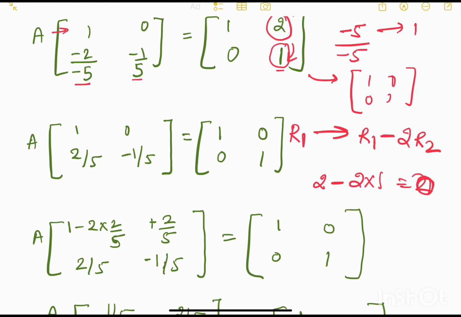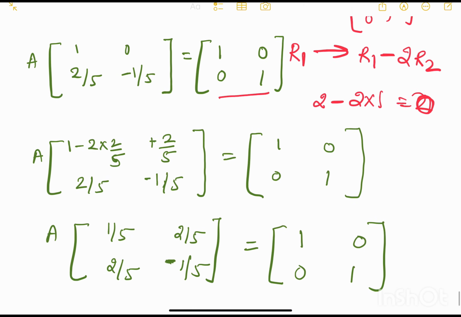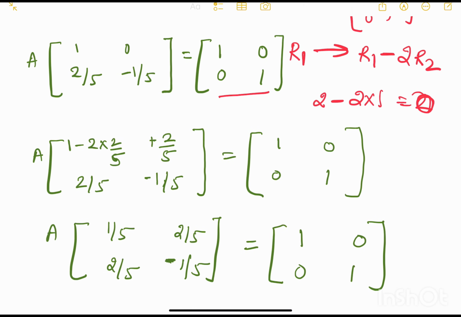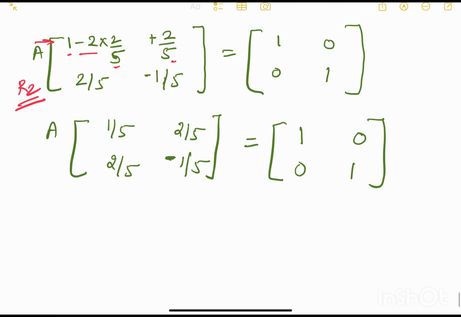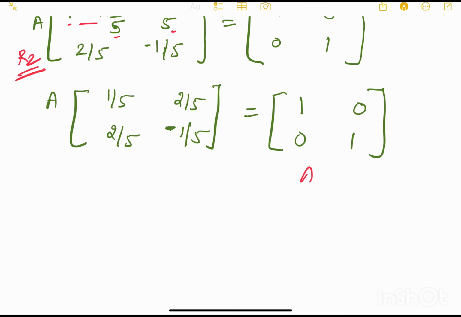So after applying the operation, my right hand side will become the identity. As far as the left hand side is considered, I'm just applying the operation on my row 1, so my row 2 remains unaffected. My row 1 will become R1 minus twice of my R2. What is my R2? R2 here was 2 by 5. So this is what I've written. And the same over here: 0 minus twice of my 1 by 5. So this is the final answer.